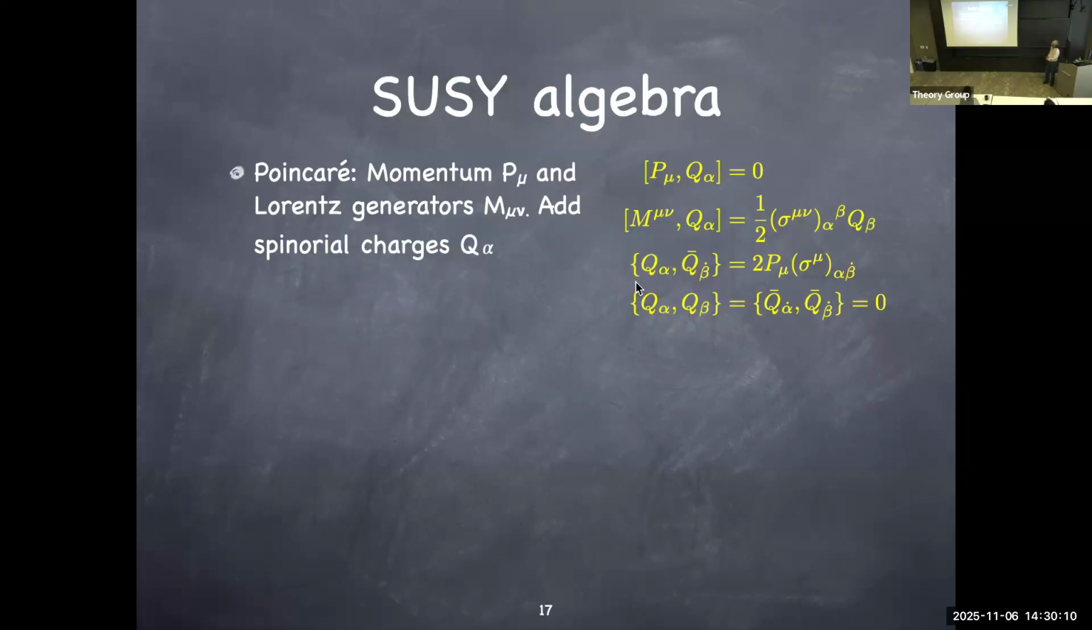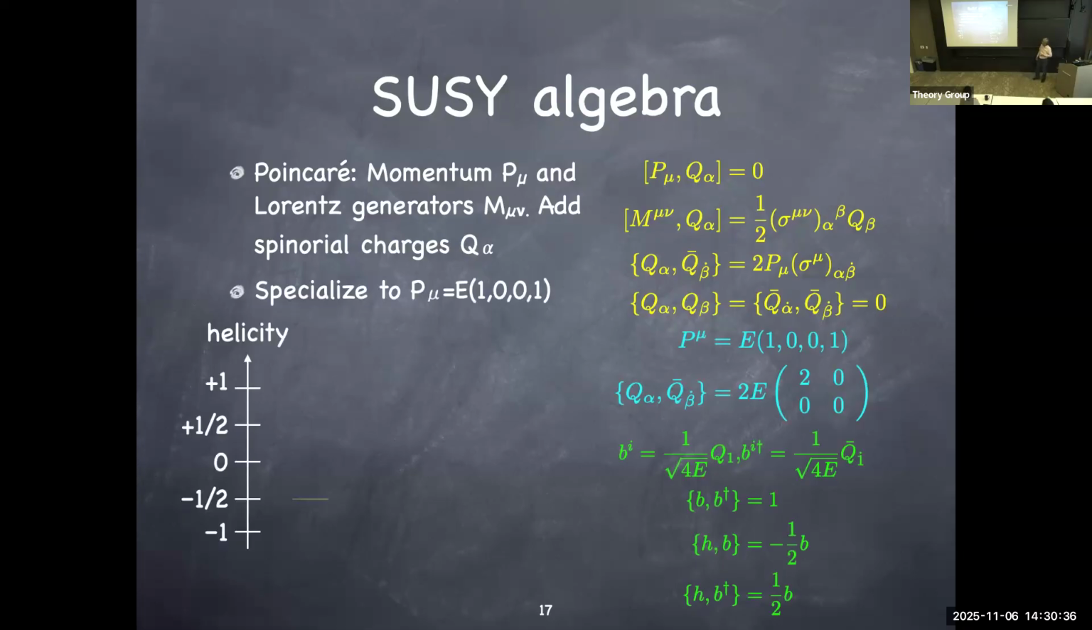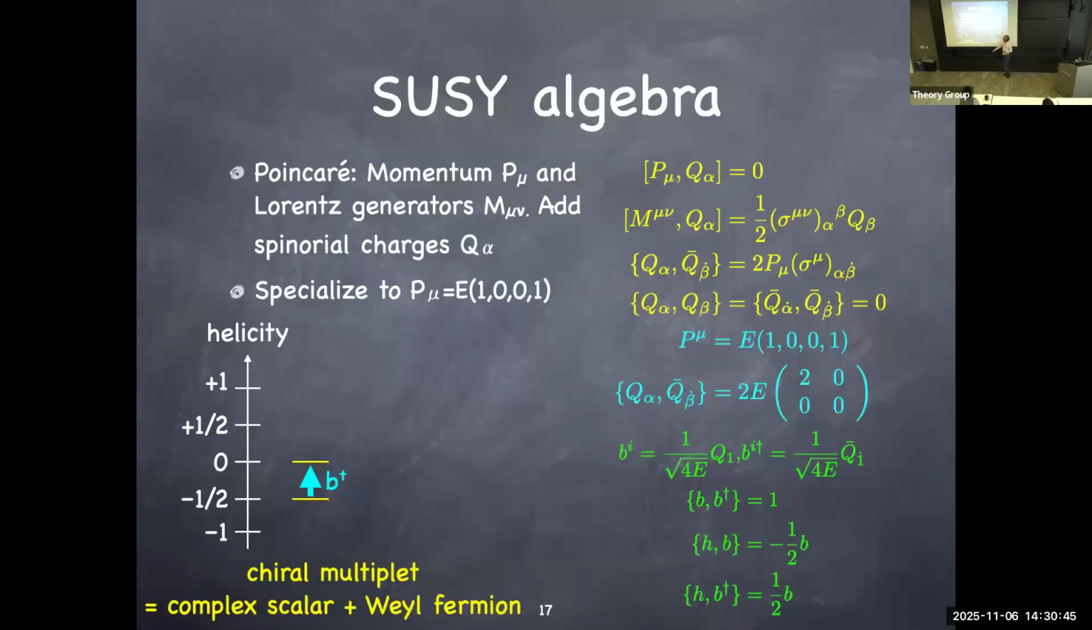And also the supercharges Q and their Hermitian conjugates have an anti-commutator that gives you the four-momentum in spacetime. And you can develop the representation theory for this right away if you specialize to the case of massless particles. Then the supercharges basically give you a kind of fermionic harmonic oscillator. So we know right away what the Hilbert space looks like, namely that this Q-dagger operator increases the helicity by 1/2 unit. So you could have a multiplet with a fermion of helicity -1/2 and a scalar boson with helicity 0.